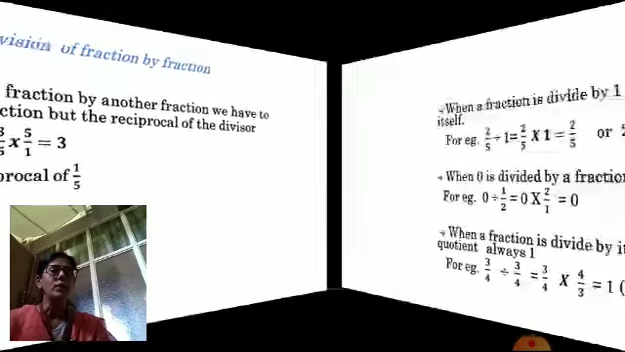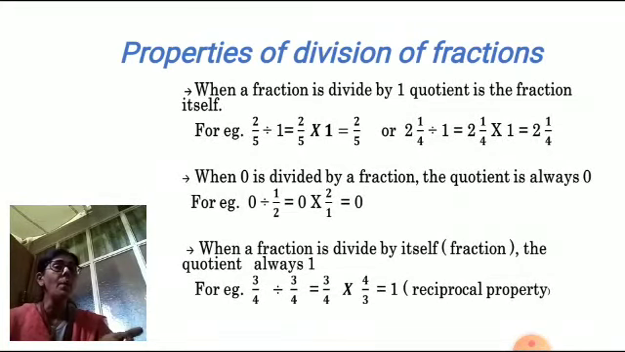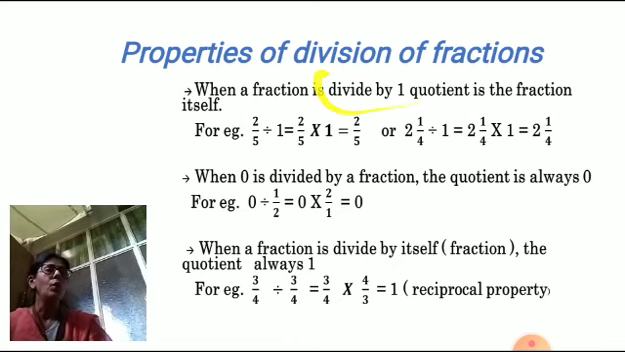Is that clear, children? Now some more properties of division I will explain. Properties of division of a fraction. Now this you have to understand and remember all the times. When a fraction is divided by 1, the quotient is the fraction itself. Whenever you divide any fraction by 1, your quotient, that means your answer, will be the fractional number itself. Understand, children?